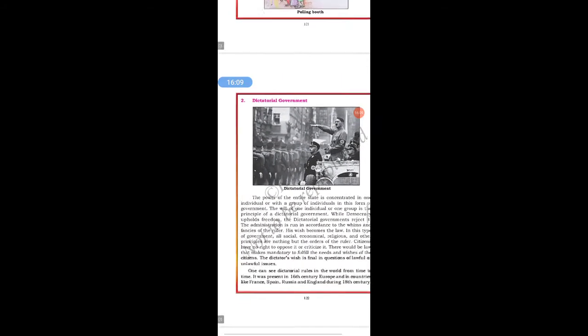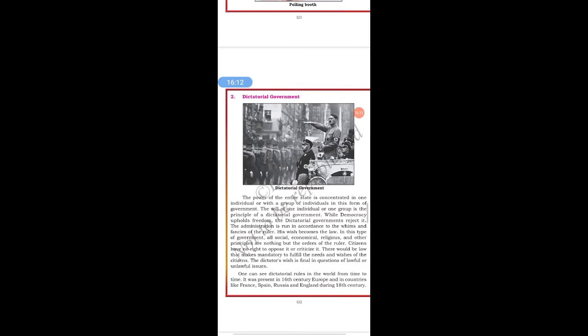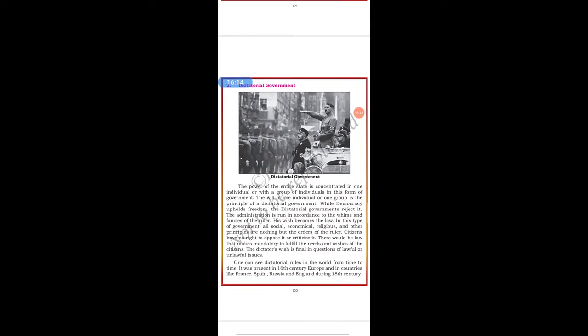Now let us see the next government, that is dictatorial government. Students, you can see the images on the screen. The power of the entire state is concentrated in one individual or a group of individuals in this form of government. The will of one individual or one group is the principle of dictatorial government.